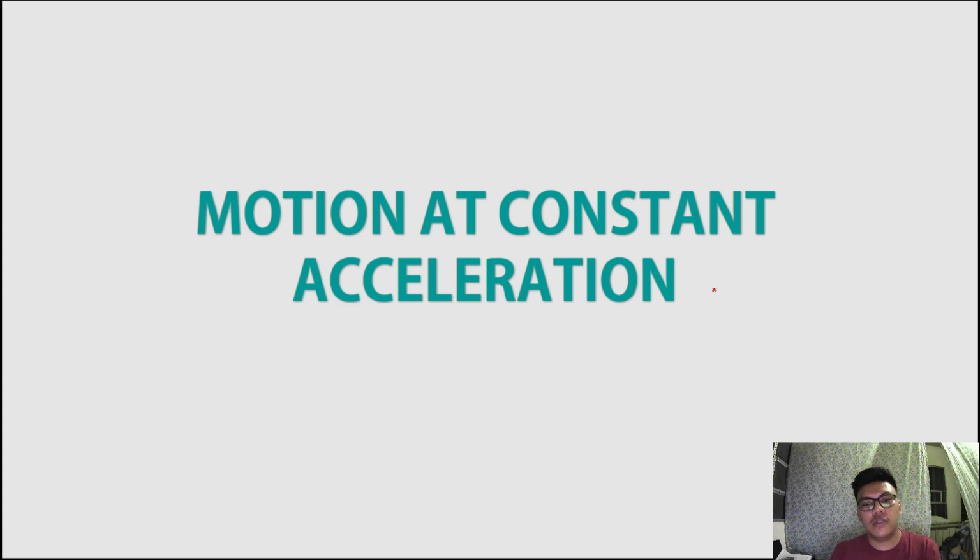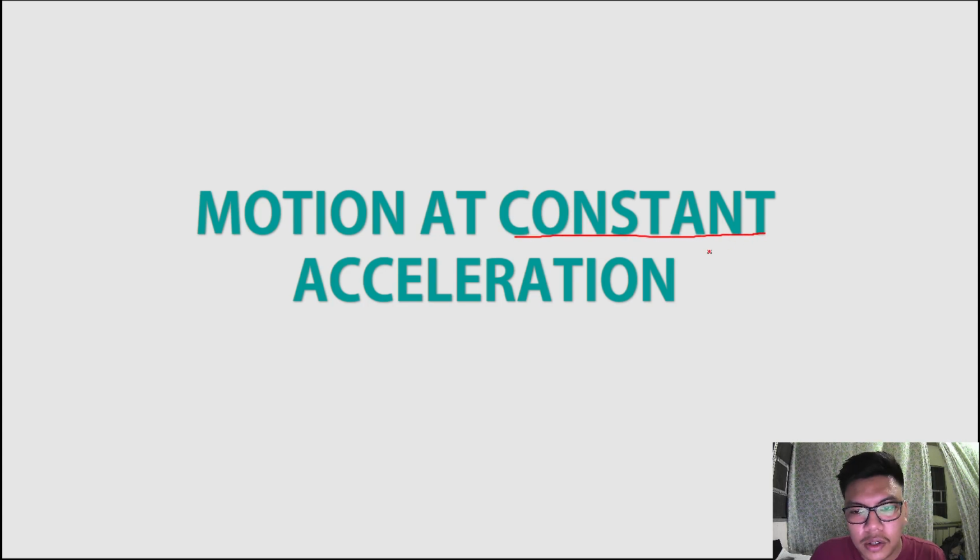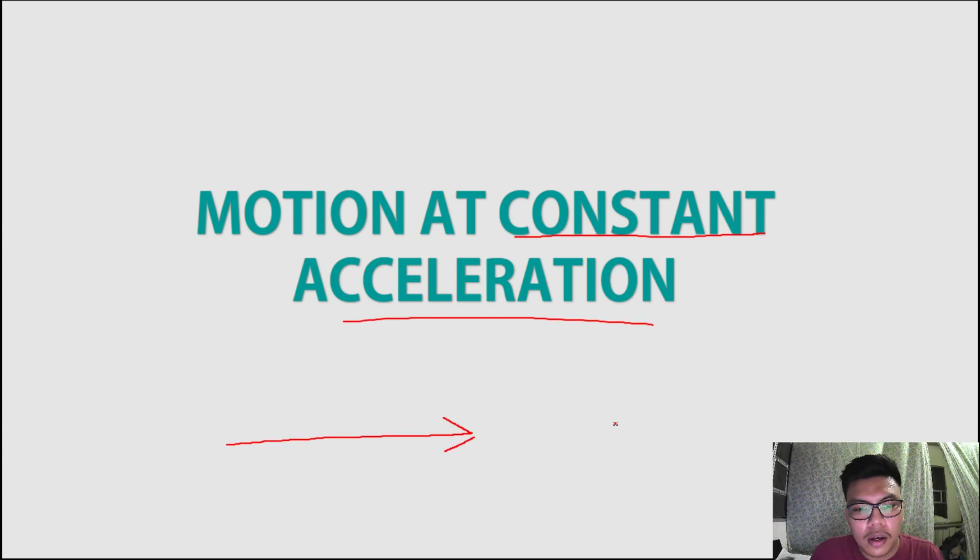So now, let's have the motion at constant acceleration. So mula dun sa ating mga na-take na equation for speed, velocity, acceleration, now we have motion at constant acceleration. Meaning throughout the motion or the movement of an object, you have a constant acceleration, or the acceleration is not changing. Okay? So let's derive some equations. Here we're going to derive equations relating v, distance, time, and acceleration.